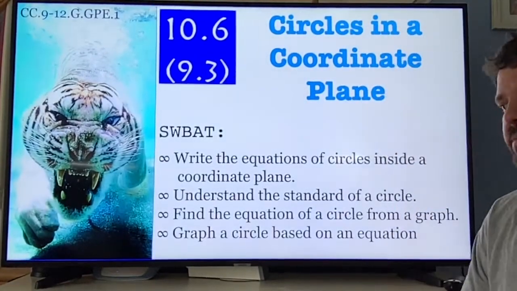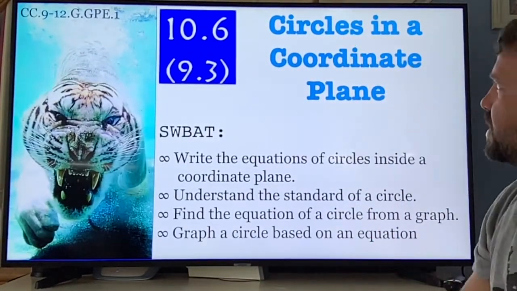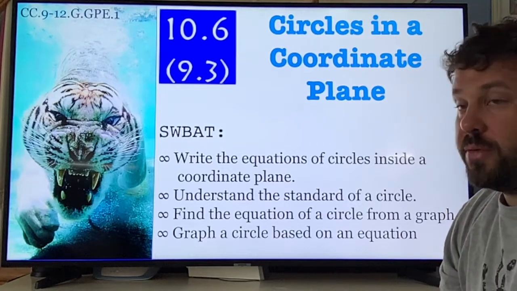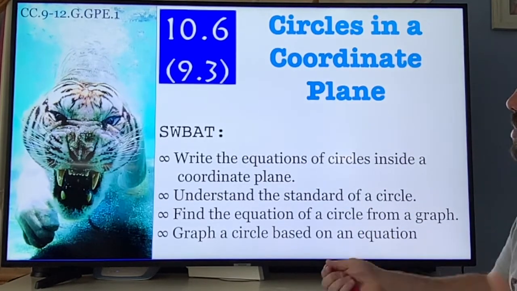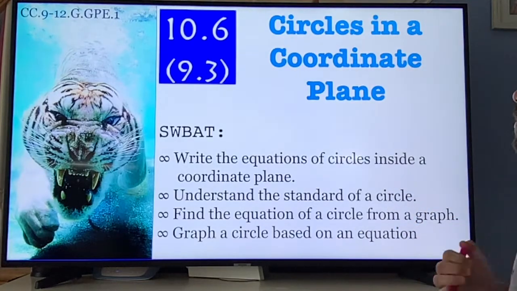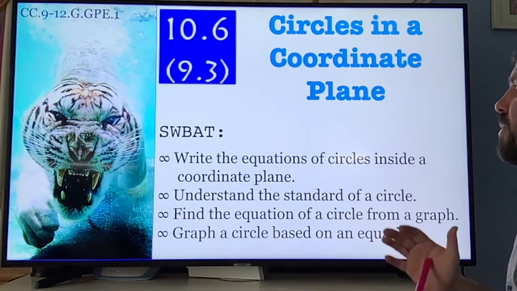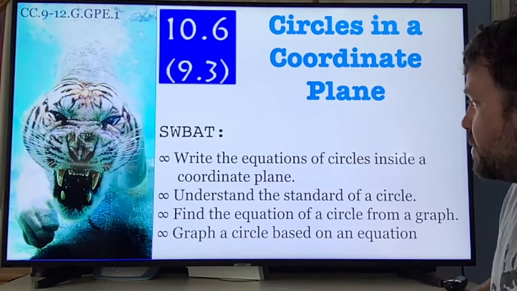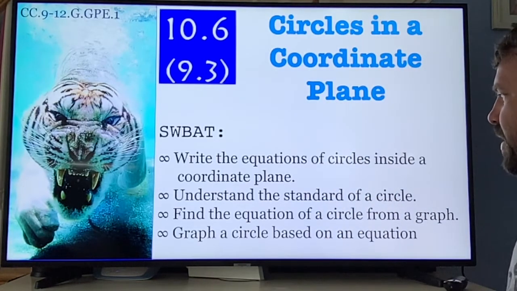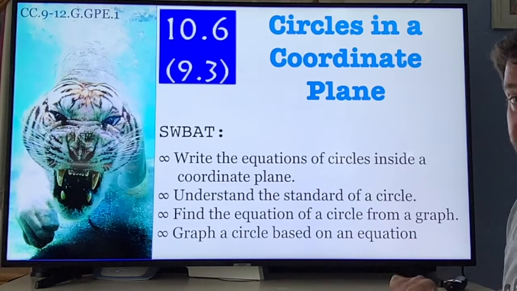Right. Last part of chapter 10. 10.6, otherwise known as 9.3 in your book, which is circles in a coordinate plane. Students will be able to, that means you, the student, write an equation of a circle in the coordinate plane, understand the standard equation of a circle, find the equation of a circle from a graph, and graph a circle based on an equation.